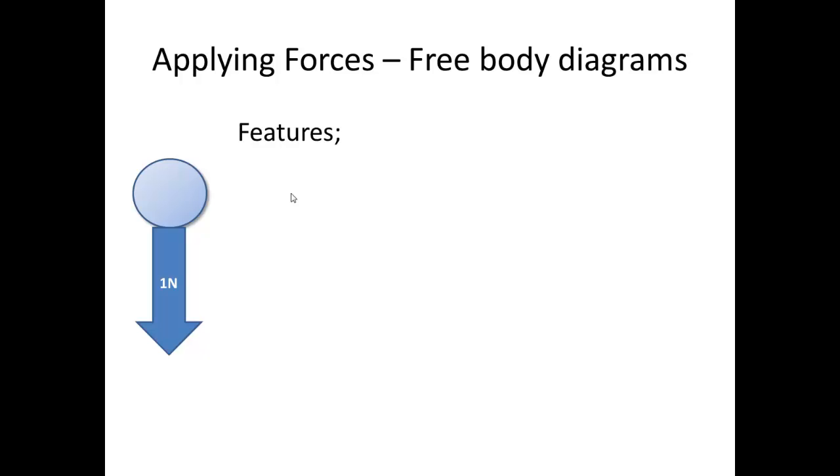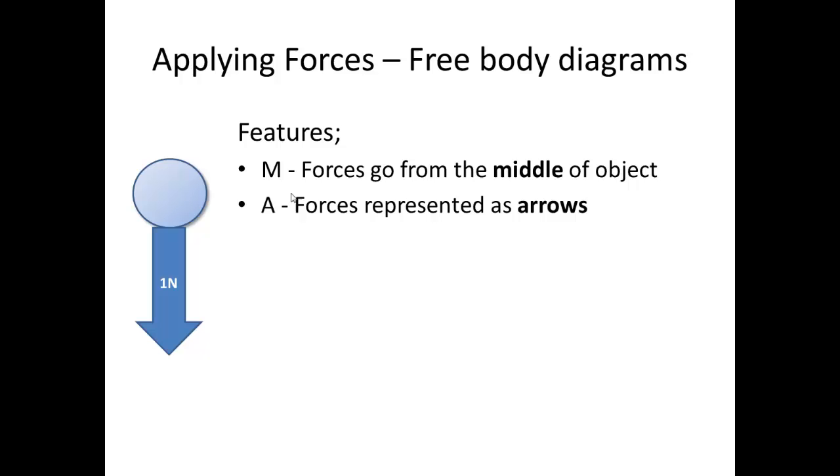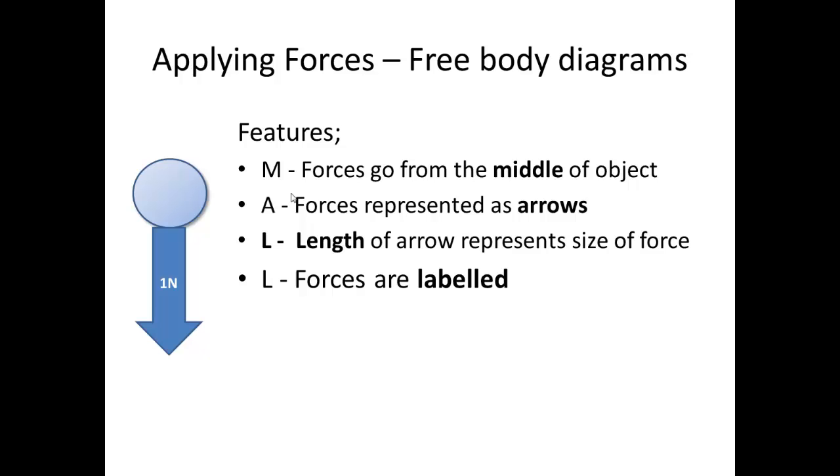So what are the features of free body diagrams? The first one is that the forces go from the middle of the object. The second one is that we express the forces as arrows. The third one is the length represents the size of the force. The last one, the forces must be labelled.